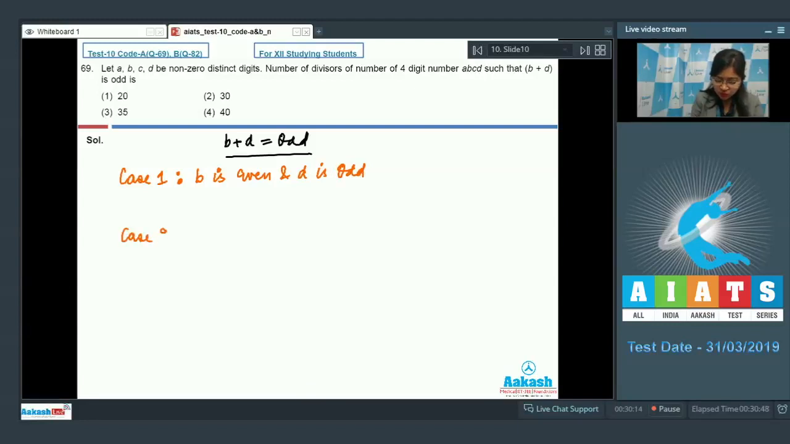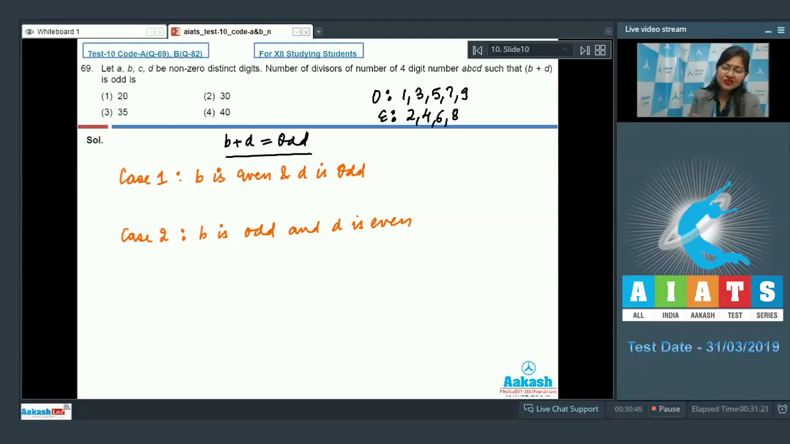And in case 2, we will assume that b is odd and d is even. These are the only two cases through which we can get b plus d as an odd number. Now we have the odd digits as 1, 3, 5, 7 and 9, and we have even digits as 2, 4, 6 and 8, because the numbers are non-zero distinct digits, right? So we will not take 0 here.